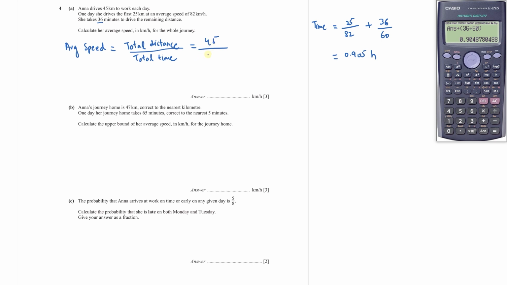So total distance is 45 kilometers. Total time is 0.905. So 45 divided by 0.905. So this is 49.7 kilometers per hour.